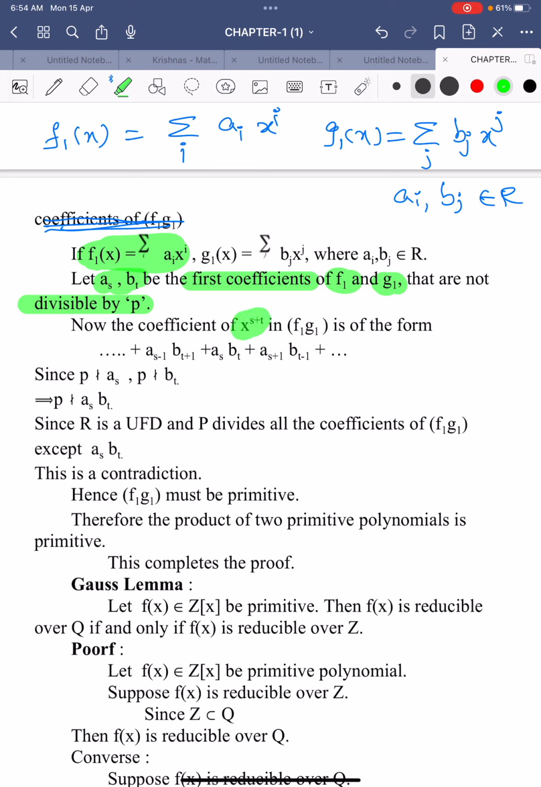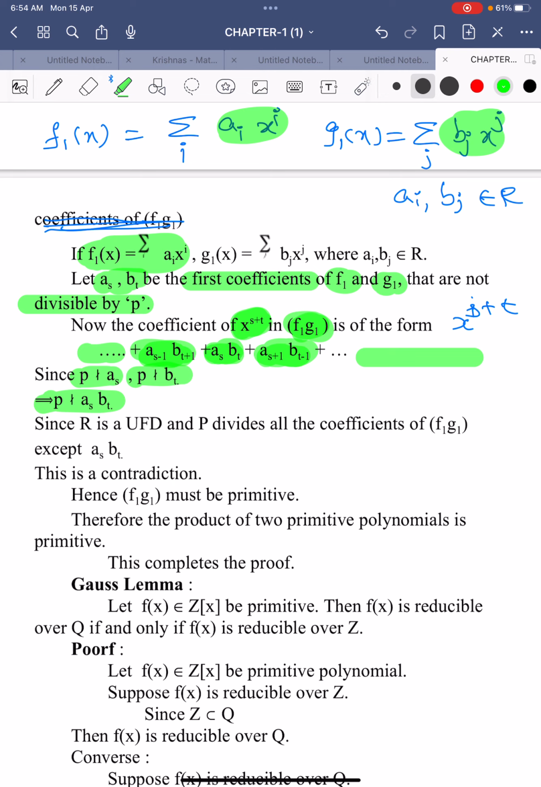Now the coefficient of x power s plus t, this is the important point. The coefficient of x power s plus t in the product f1 into g1 must be in this form: as minus 1 bt plus 1, plus as bt, plus as plus 1 bt minus 1, and so on. Because we defined f1 and g1 as the summation of ai x power i and the summation of bj x power j. And we defined that p does not divide as, p does not divide bt. Therefore, p does not divide as bt.